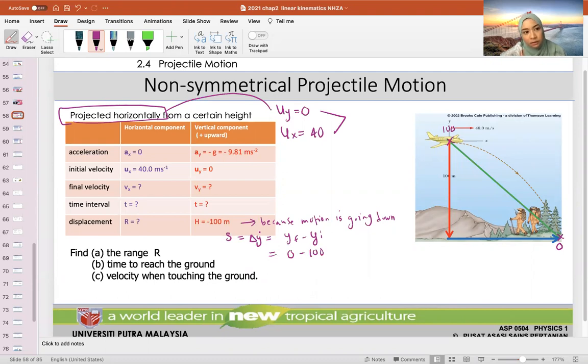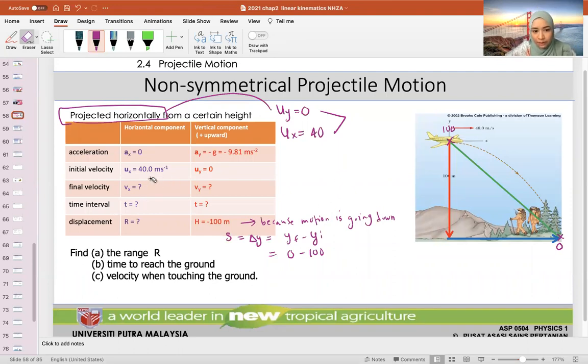Another way of making sense of this situation is because the motion is going down. This is the shortcut that I told you. Going up, motion positive. Going down, negative. If you want to be sure, use the equation. You will always be right with this one. There's no guessing. Okay, so that is a minus 100. Let it be there. Okay, just leave it there. Okay, so that is your S equals to minus 100 or your maximum height, H.